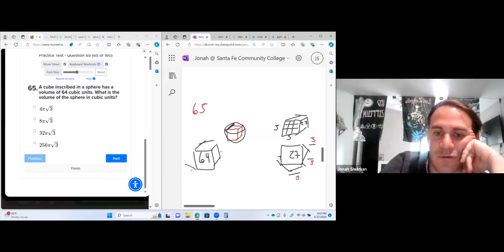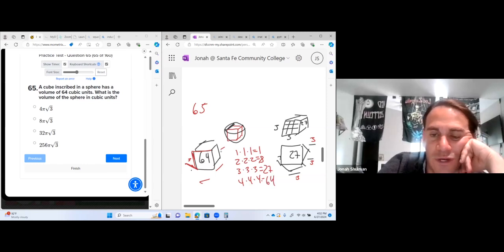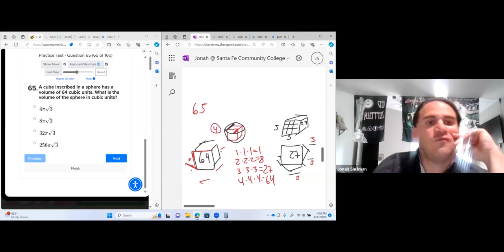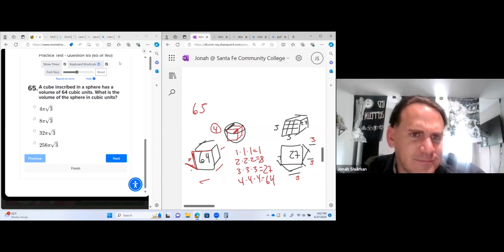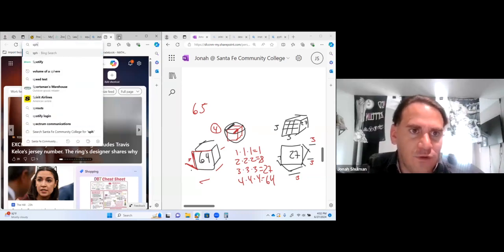Same thing here. If I want the cube root of 64, what number times itself 3 times has to be 64? Is it 1 times 1 times 1? Is it 2 times 2 times 2? 3 times 3 times 3? 4 times 4 times 4 is 64. So that's what the answer is. So we know we have a 4 here. So we know each one of these is going to be 4. Now, what's the formula for volume of a sphere? I believe it's 4/3 pi r cubed.